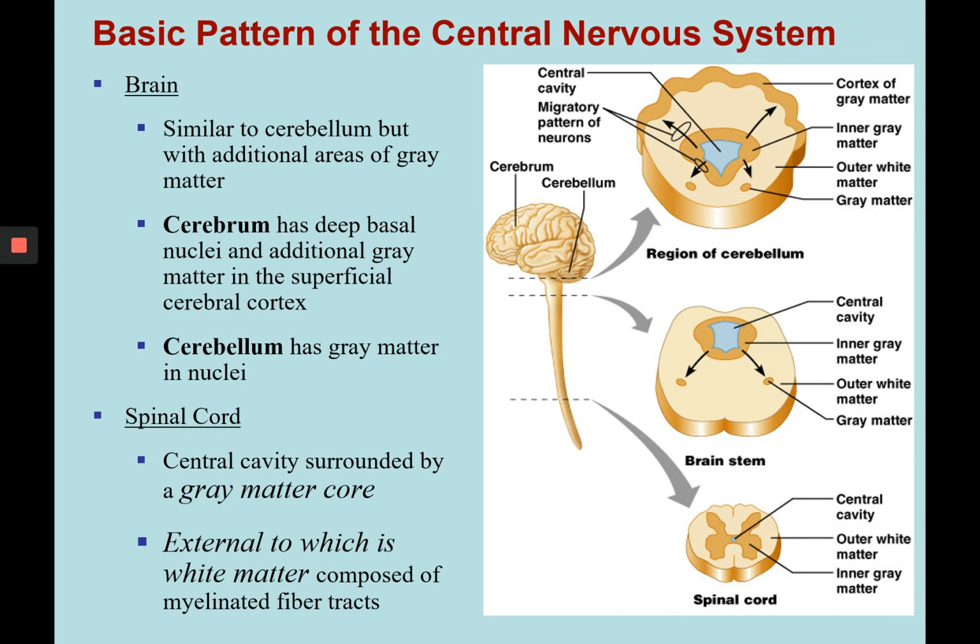We actually see that in the spinal cord, there's centralized gray matter. So there's a central cavity surrounded by a gray matter core for the spinal cord. And then external to that are columns of white matter. In the brain and in the cerebellum, it's the opposite. We would see outer gray matter and inner white matter. Especially in the cerebral hemispheres, though, you would have some deep gray matter. And that deep gray matter is called basal nuclei.